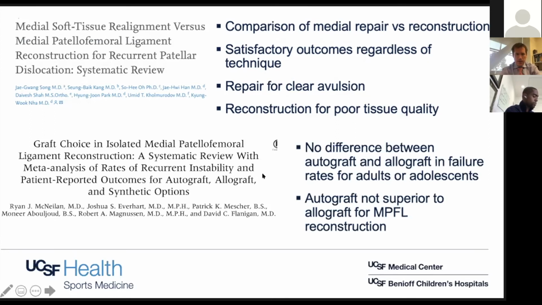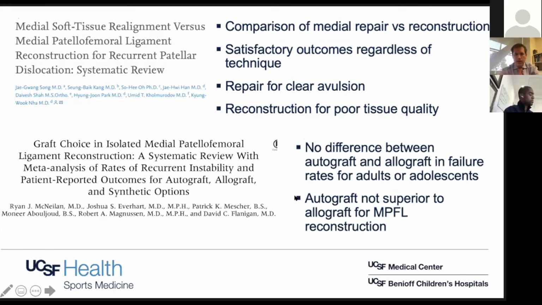And then in looking at graft choices, there's a number of different studies. This is a systematic review meta-analysis on autograft or allograft. And there's no difference between autograft and allograft in failure rates for adults or adolescents.